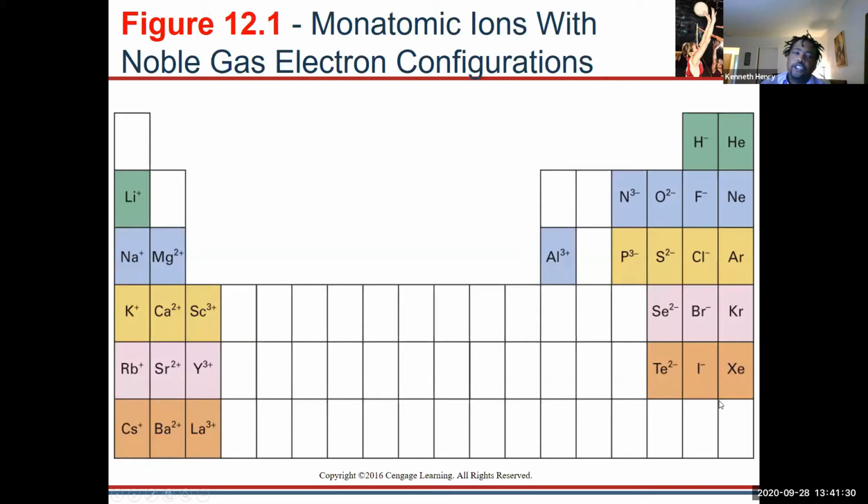Okay, so this just basically shows us by color coordination. Anybody colorblind? Which ones are isoelectronic with each other? So H minus is isoelectronic with helium. Lithium plus is also isoelectronic with helium, meaning that they have the same electron configuration as helium. The ones in blue, we just talked about, all of those are isoelectronic with neon. The ones in yellow, all isoelectronic with argon. Piece of cake, simple. Okay.